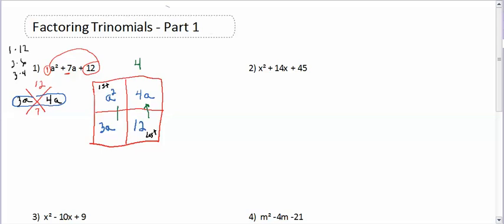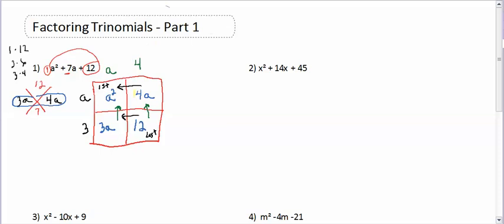Now we're going to go this way. What do they have in common? Well, they don't have any numbers in common, but they both have an a. Then we're going to go this way. Okay, what do these two have in common? They don't have a number, but they have an a. And then we're going to go this way. What do the 12 and 3 have in common? They have a 3.